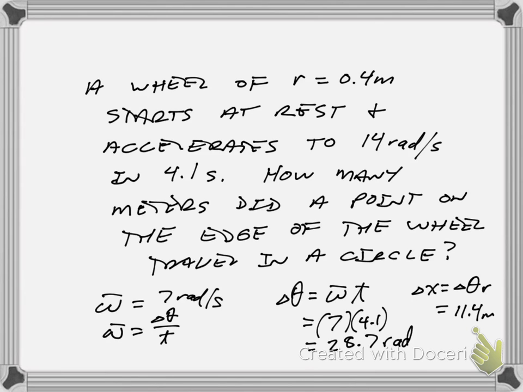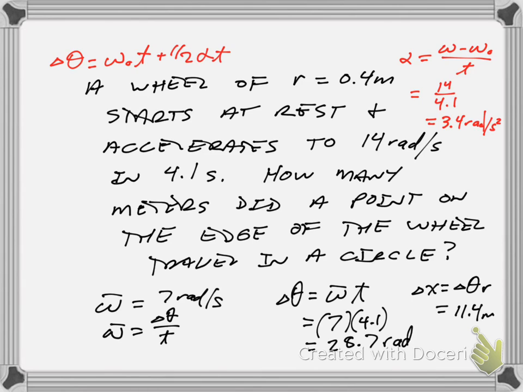Now let me work a second way that most students would gravitate towards, and that is to go to the kinematics equation. First, we're going to calculate the angular acceleration, which is the change in angular velocity over time. It went from 0 to 14, so that's a change of 14 divided by 4.1 seconds, which is 3.4 radians per second squared. That's the angular acceleration.